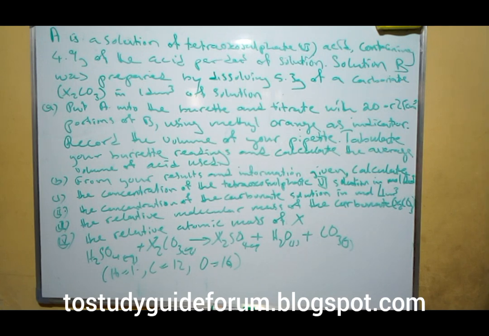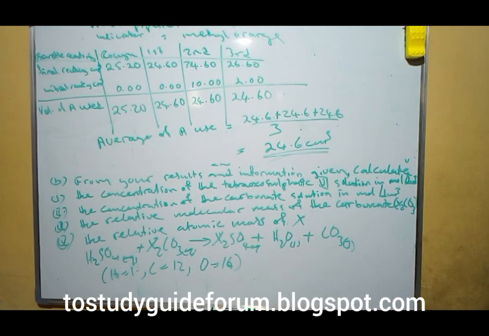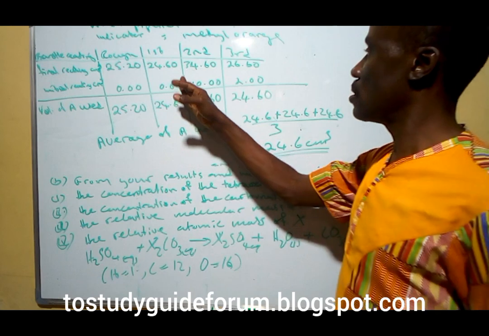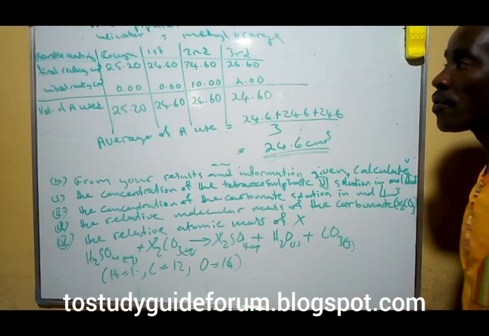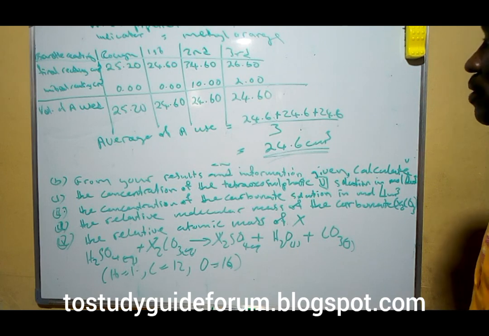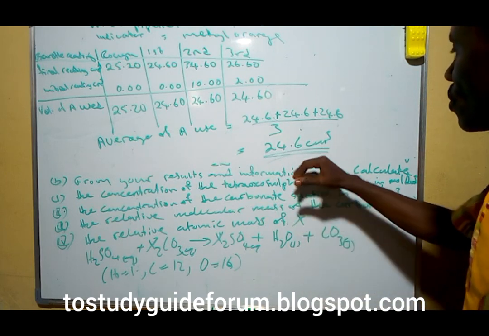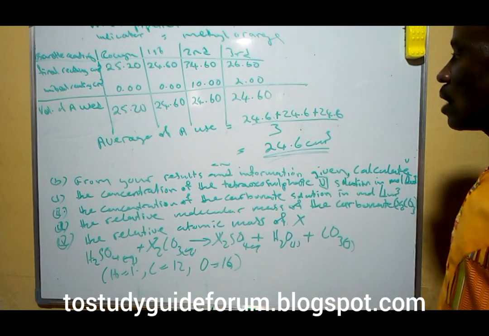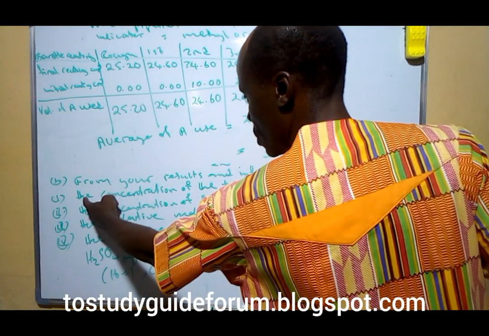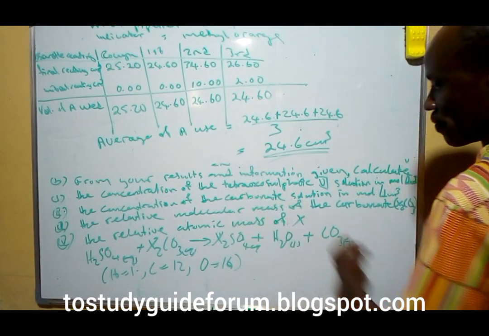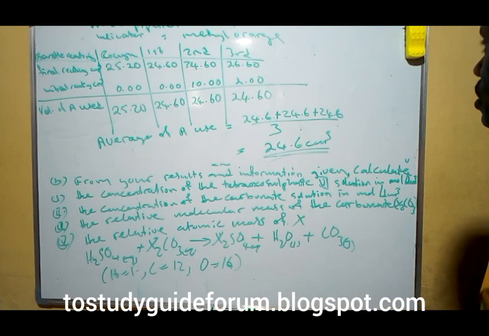So that's exactly it. So these are our values. Then the first reading, second and third reading, our volume of pipettes and everything that's required. So the average volume is this. So now to solve the problem, we'll calculate the first question. It says calculate the concentration of the acid in mol per dm cube.